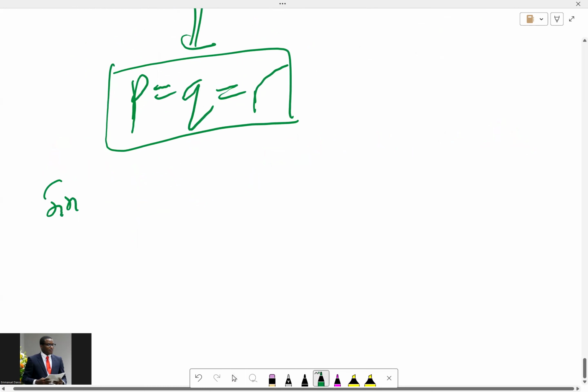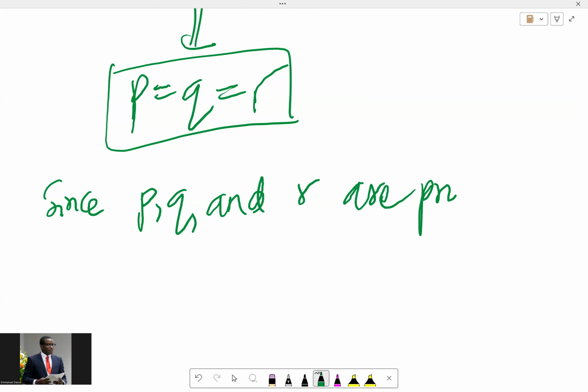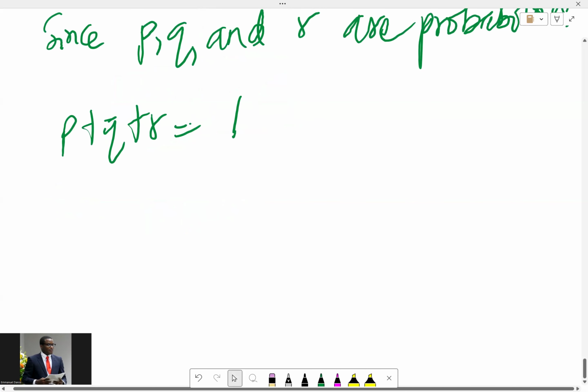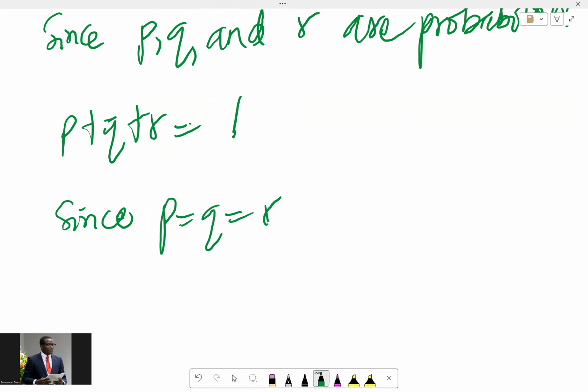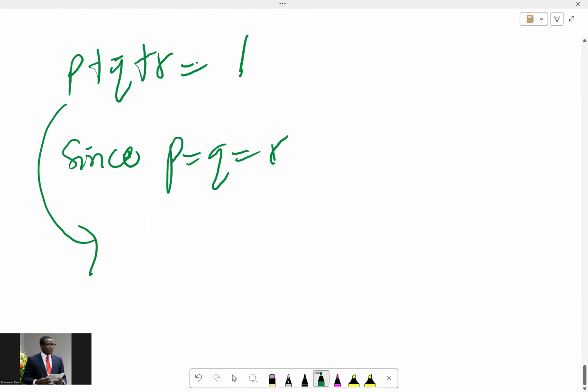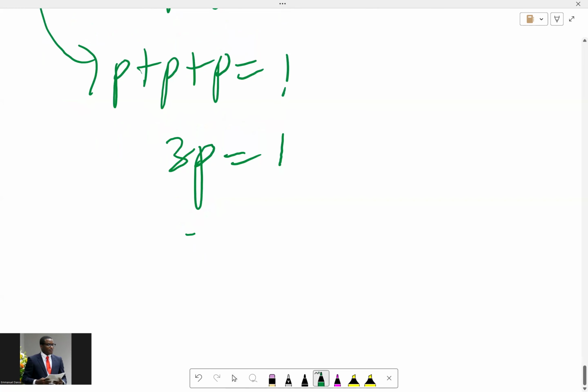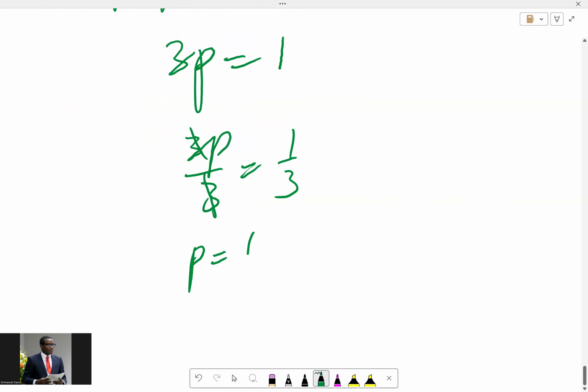But since P, Q, and R are probabilities, and we know that when we add probabilities together, P plus Q plus R must add up to 1. But since they are all equal, we have P plus P plus P equals 1. Then we have 3P equals 1, and we can divide through by 3. So 3P over 3 is equal to 1 over 3. So this cancels out, and P is equal to 1 over 3.